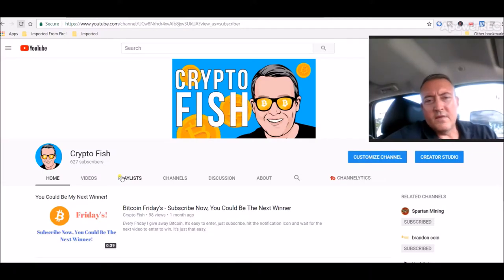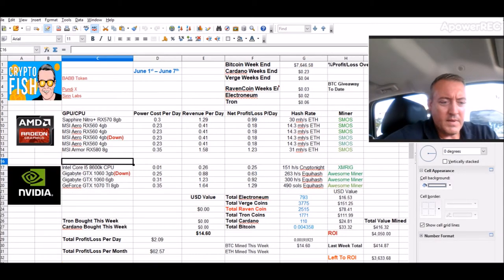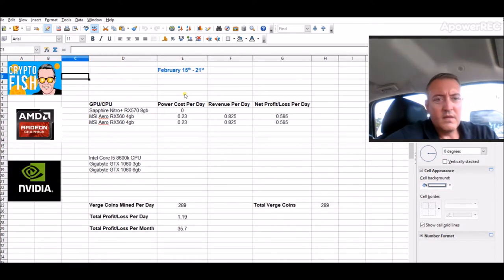All right, so here we are. I'm gonna pull up my spreadsheet here real quick, and I'm gonna go all the way back to week one, which was February 15th. That's when I started mining, okay? So I only started out with two 560s that were mining. These two were listed, but I hadn't actually got them yet.